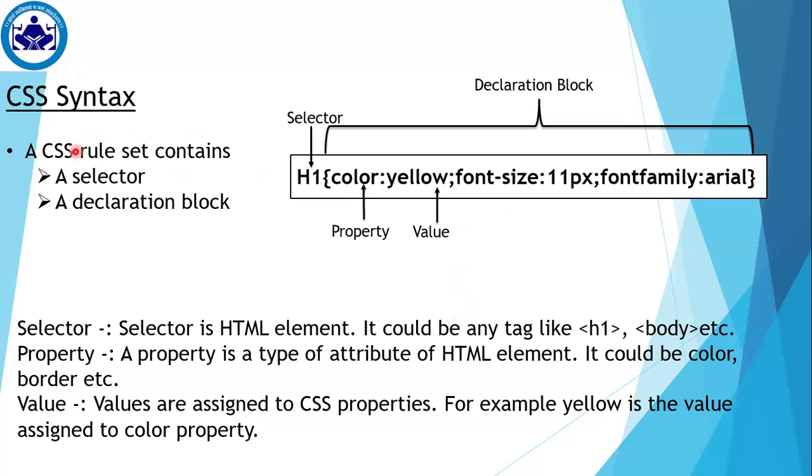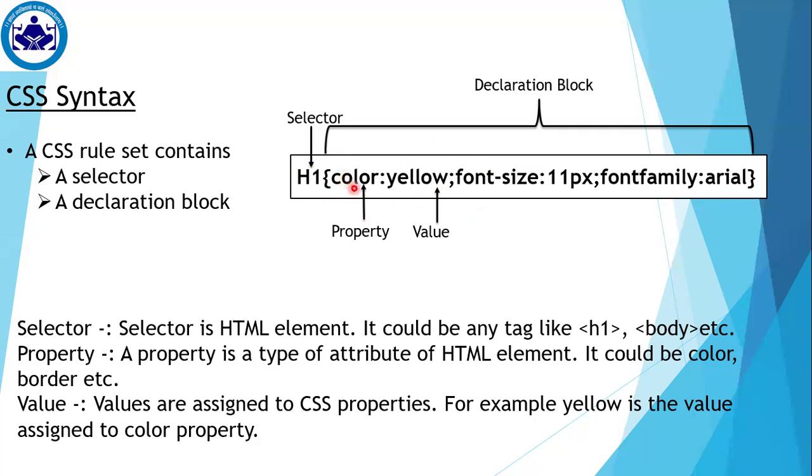CSS syntax contains a selector and a declaration block. Here you can see the declaration block with the selector. Here H1, then the declaration block is enclosed in between the braces. It contains property and value. As you can see, H1 is a selector and H1 is an HTML tag.